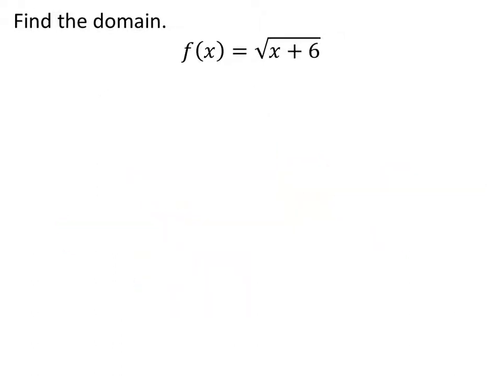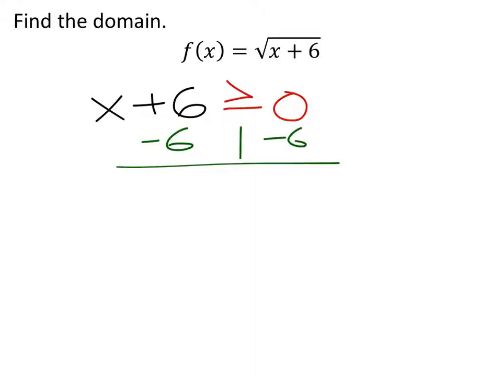All right, same idea on this one as the last one. I've got x plus 6 in the radical, and it has to be greater than or equal to 0 for this thing to work, right? So to solve it, I'm just going to subtract 6 from both sides, and I get x is greater than or equal to negative 6.